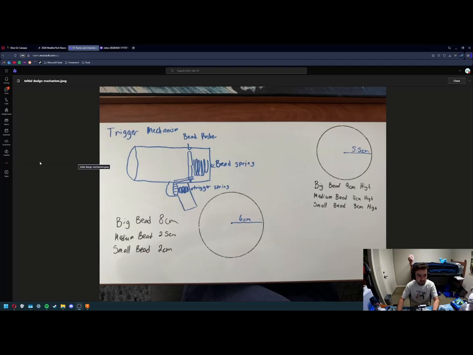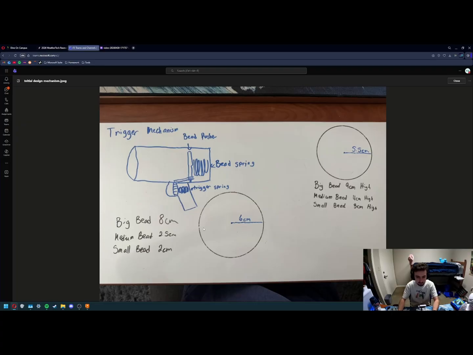So when we started thinking up a design for the bead launcher, this is kind of what we came up with. We have the grip right here with the trigger, and the trigger would push up on this end of the lever, which would push down on this end. And the bead pusher plate, which is this piece right here, would be pushed forward by the spring, and the beads would be launched out.